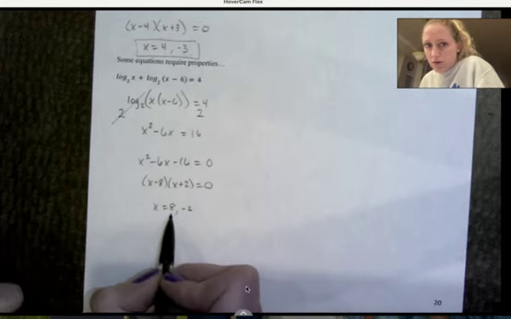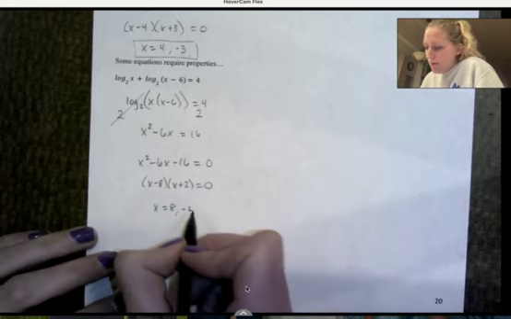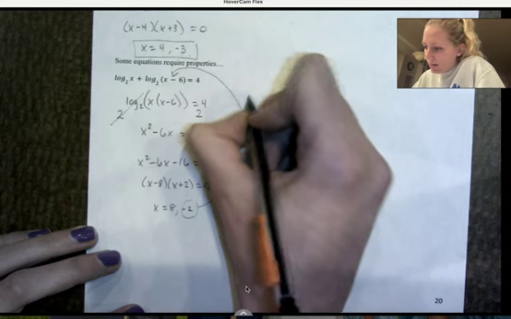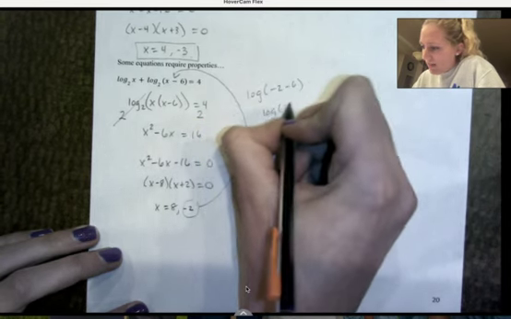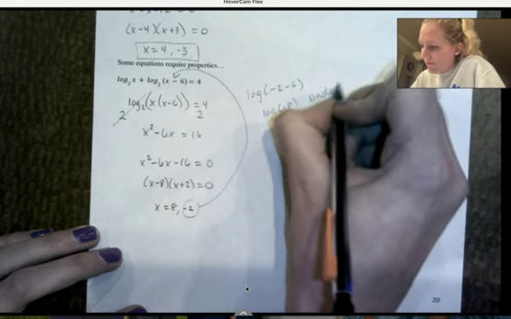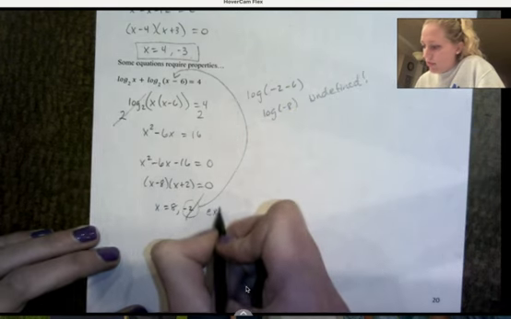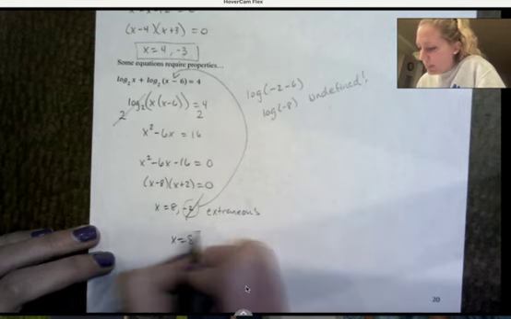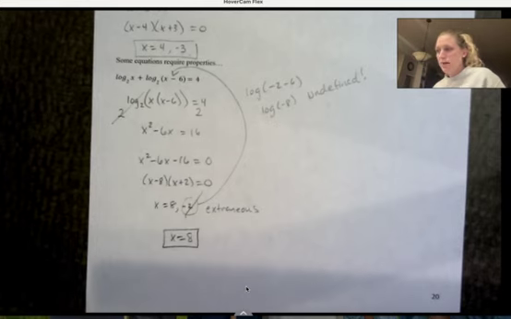So let's check those. So 8's fine, right? 8 minus 6 is okay. But negative 2, when I plug it in here, I would get log of negative 2 minus 6. So log of negative 8 is undefined, or we say does not exist. So this guy is extraneous, is what we call that, an extraneous solution. So x equals 8 is the only solution that works for this equation. Okay, that's it for this video.